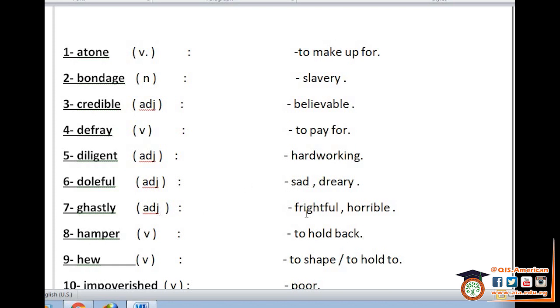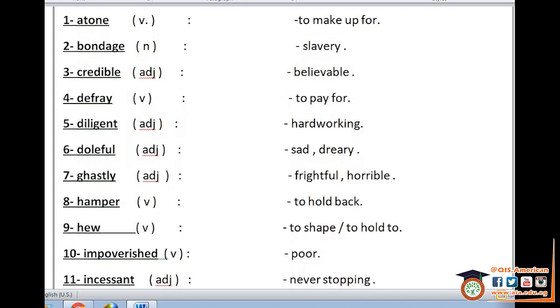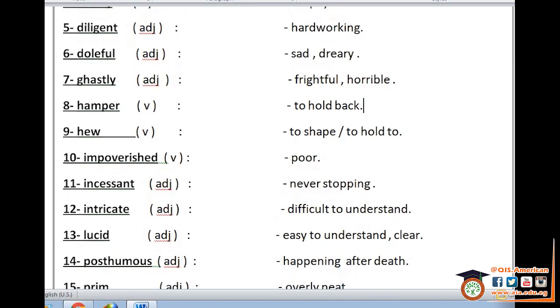Number 7, ghastly, frightful or horrible. Someone has ghastly nightmares, ghastly hallucinations, or ghastly illusions, and so on. Ghastly, something horrible. Number 8, hamper. This is a verb, to hold back or to stop you from doing something, or stand in the way. Number 9, hew. This is to shape or to hold. Let's take the meaning to hold: to hew to the school rules means to hold to the school rules, to stick fast to them.